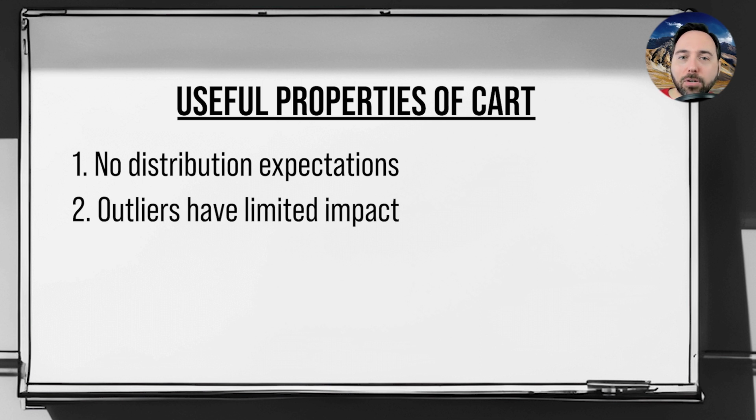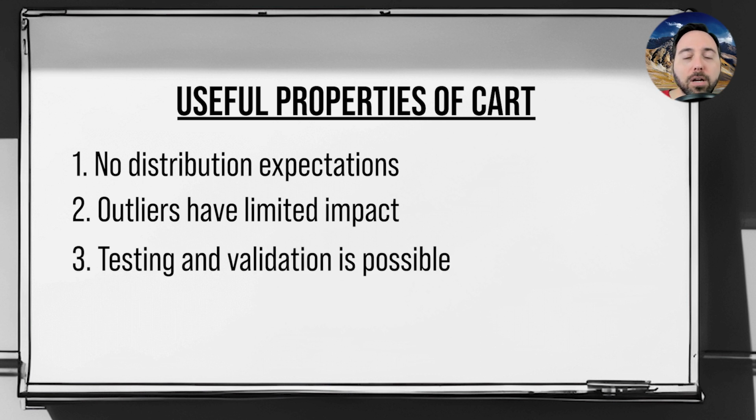Second, outliers do not affect CART very much. Outliers are, by their very definition, uncommon and generally not related to the mass of data. In those cases, outliers typically go off in their own terminal nodes, leaving the inliers to their own nodes. Third, CART supports testing and validation of results.